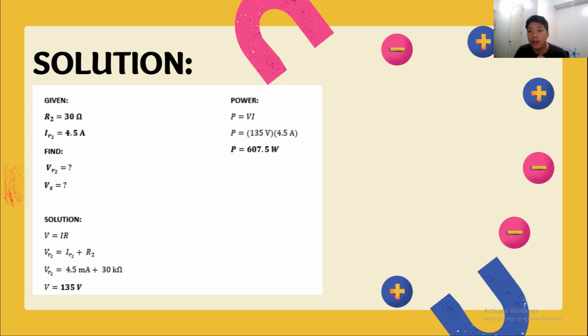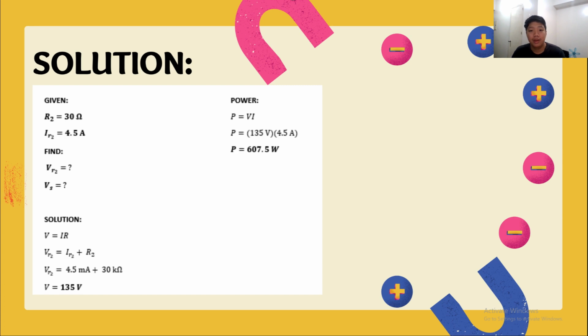What is the formula of power? The formula of power is P is equal to voltage times ampere. Okay? So, we already have the voltage, 135. We also have the ampere. So, it's complete. All we're going to need to do is substitute the numbers and get the power.